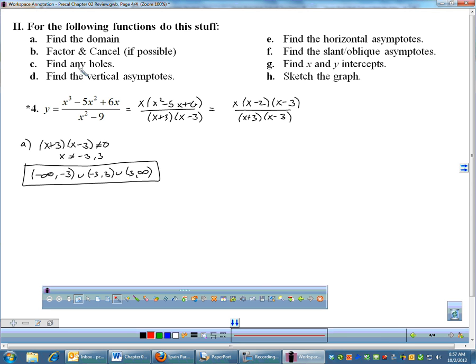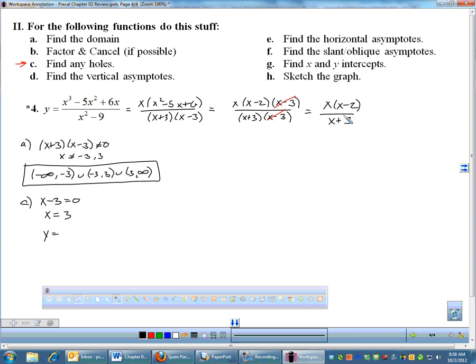Okay, then let's see, I notice factor and cancel. I can cancel an x minus 3, which I'm going to go ahead and answer C since I saw some canceling. So C, I canceled an x minus 3, which means I have a hole at x equals 3. Then I'll go ahead and write the rest of this, x minus 2 over x plus 3. And to find the y coordinate for my hole, I'll plug 3 into my reduced form. So that's 3 times 3 minus 2 over 3 plus 3, and that reduces to 1/2. So my hole is at the ordered pair (3, 1/2).